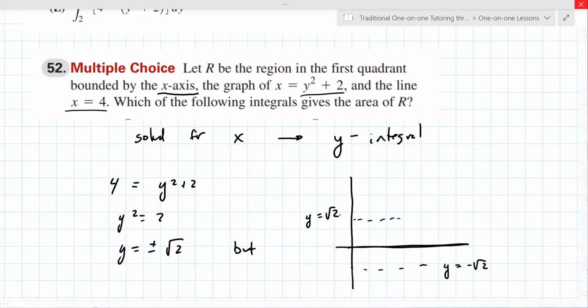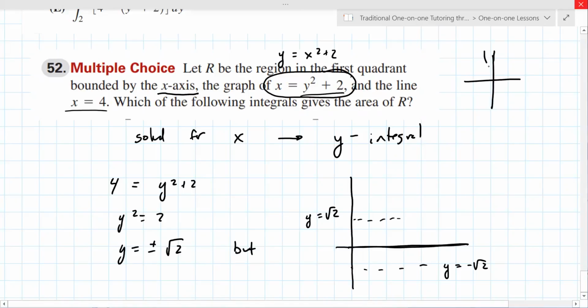Now you probably took a pre-calculus class where you learned how to graph this. It's literally, you just switch x and y. So it would be y equals x squared plus 2, and you know that that graph looks like this. And then you just rotate it right 90 degrees, so it ends up looking like this. So your graph looks something like this.